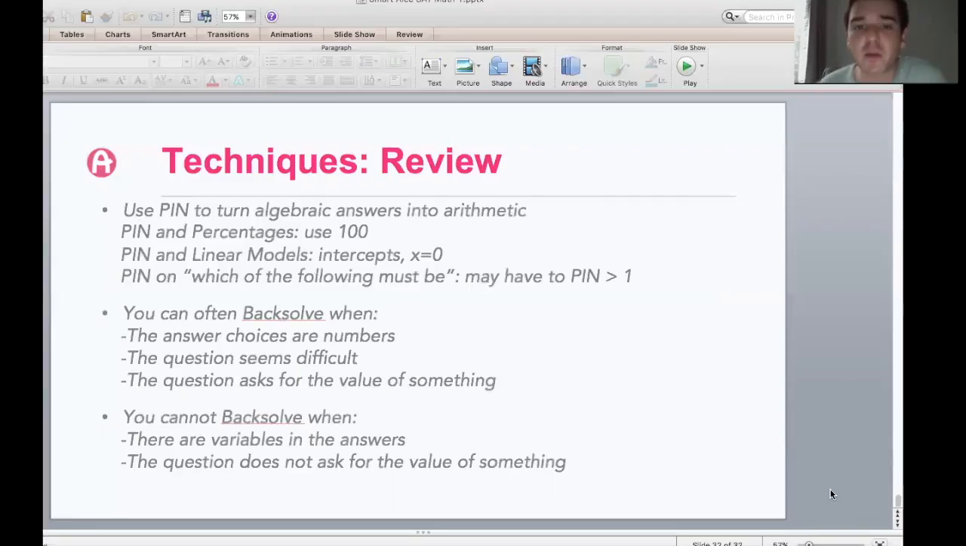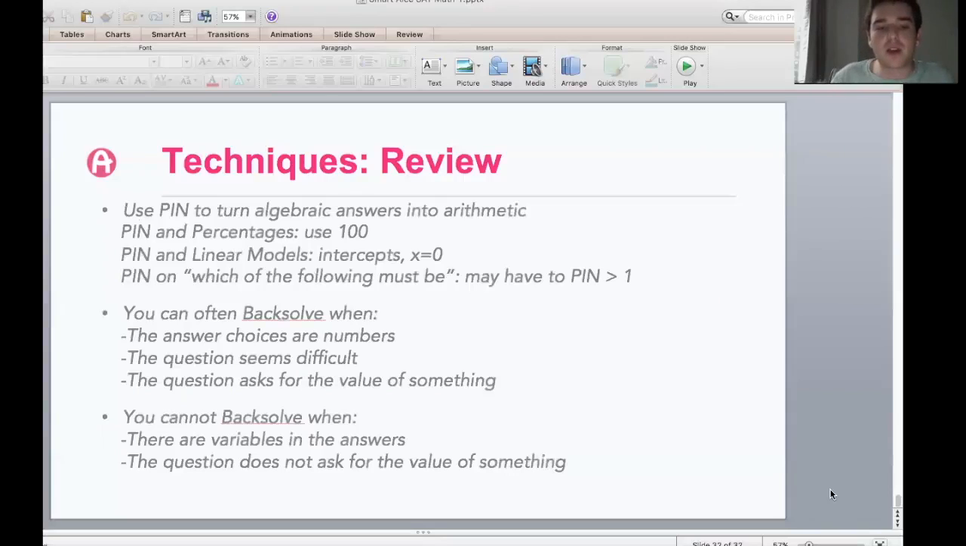When you're dealing with linear models and lines and things like that, a typical thing to remember is the intercept. So plugging in x equals 0 will often be helpful. When you see "which of the following must be" type questions, where that phrase is contained, that's usually a hint that you will have to plug in more than one number. And we talked about that earlier: negatives, 0, 1, and fractions.